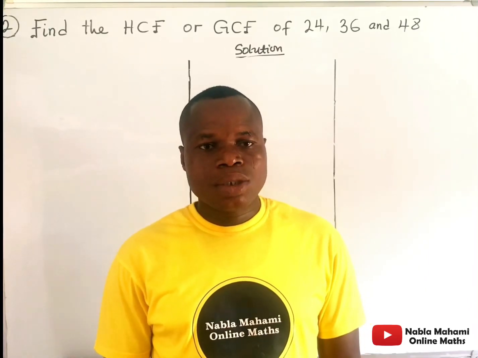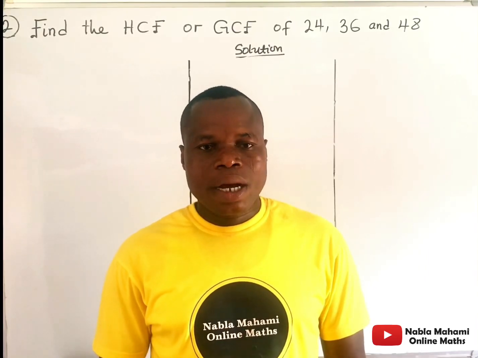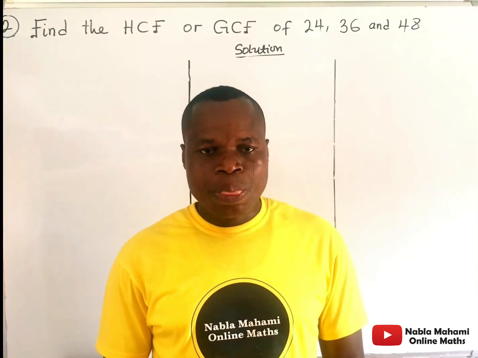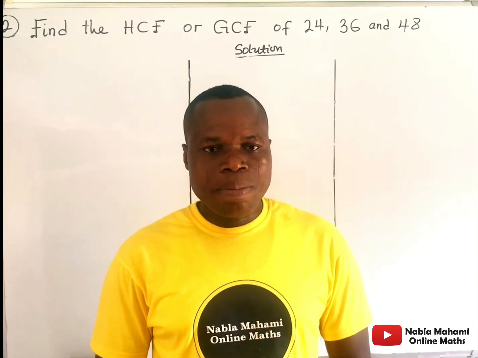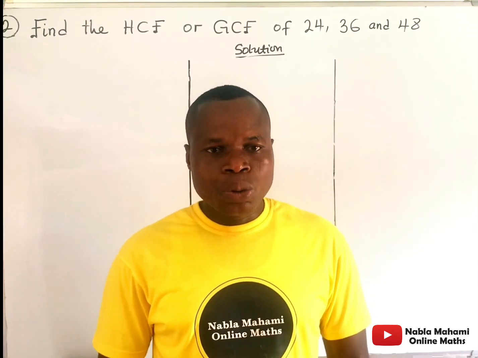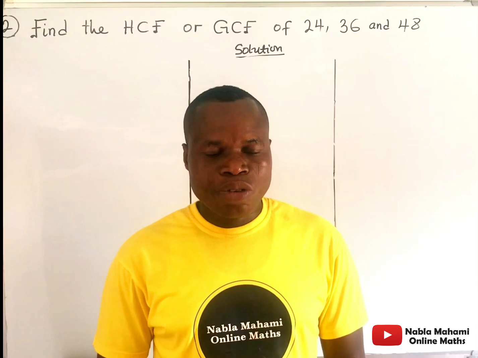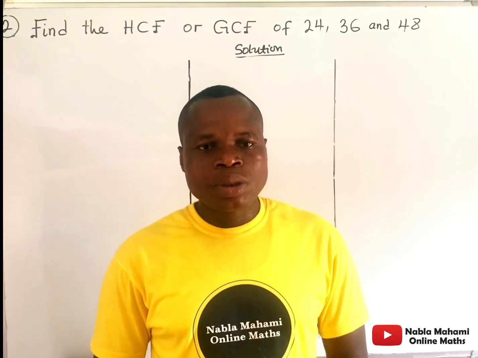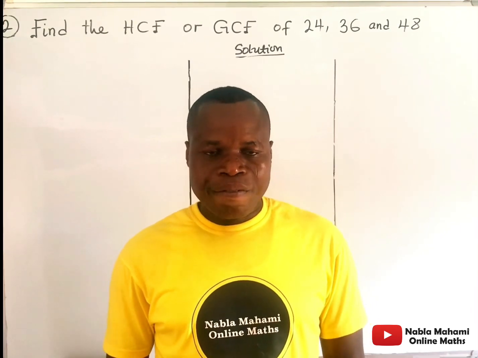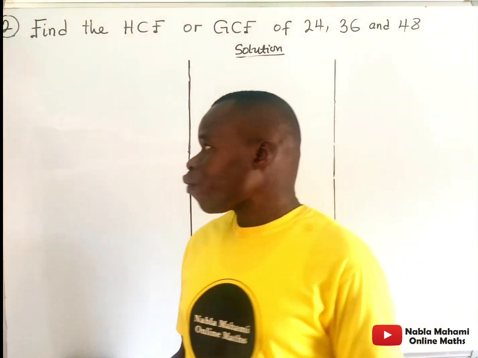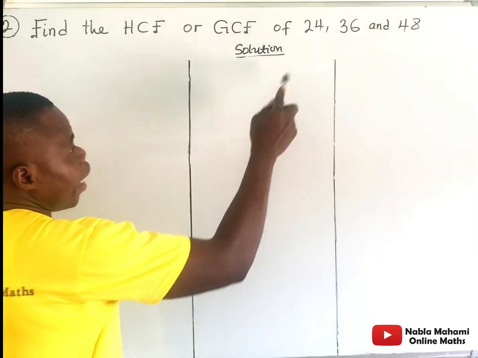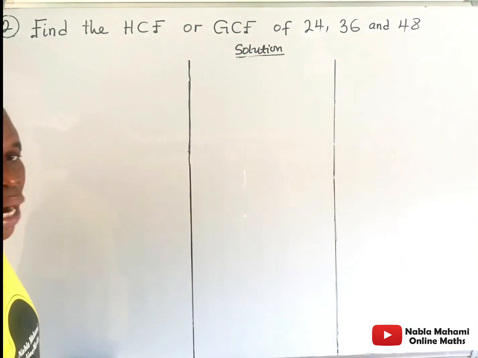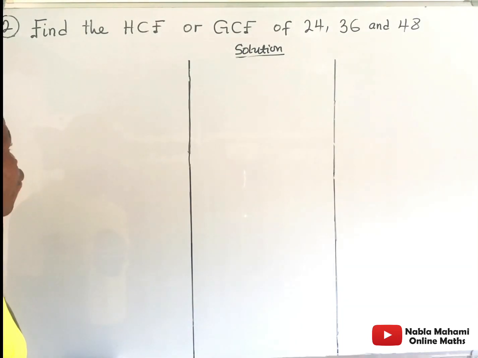Hello friends, today we are going to work another example on how to find the highest common factor of numbers. If you remember, in our first example, we used three different methods on how to find the highest common factor of numbers. Today, we are going to use the same three methods and find the highest common factor of these particular numbers: 24, 36, and 48.